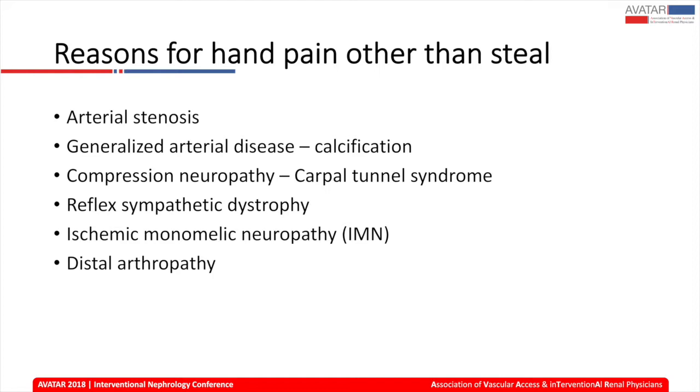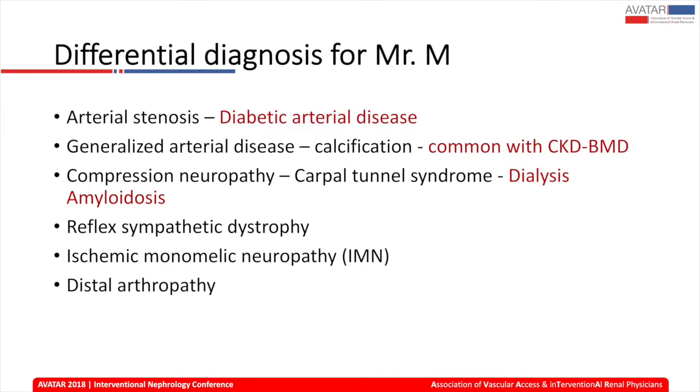Besides steal, related to the fistula surgery itself, there are other possibilities that one needs to consider, and those include arterial stenosis, generalized arterial disease like calcification, compression neuropathy, and some of the other not very common conditions like reflex sympathetic dystrophy, ischemic monomelic neuropathy, and distal arthropathy. So in our patient, what are the possibilities?